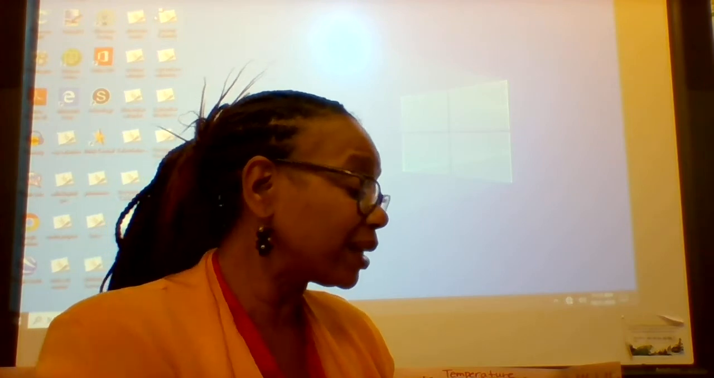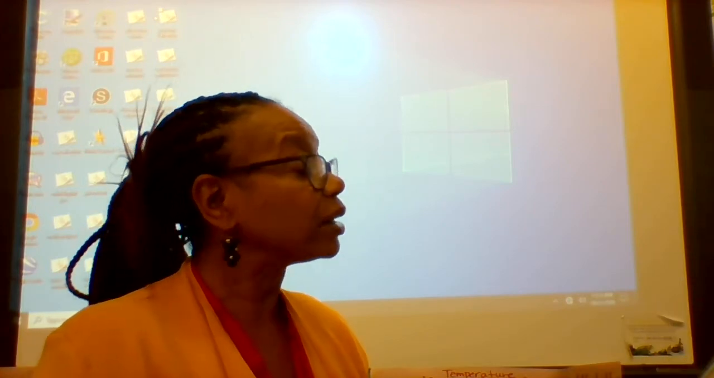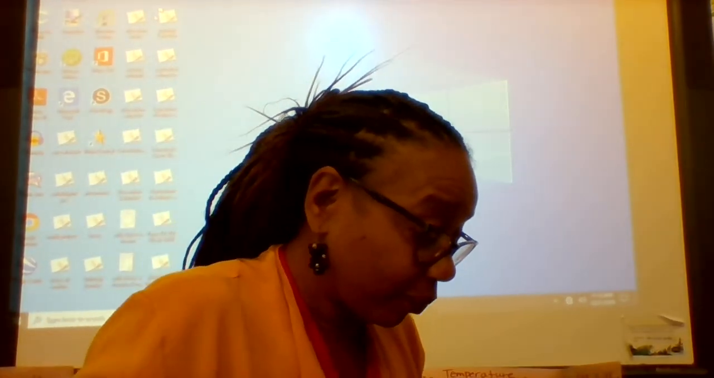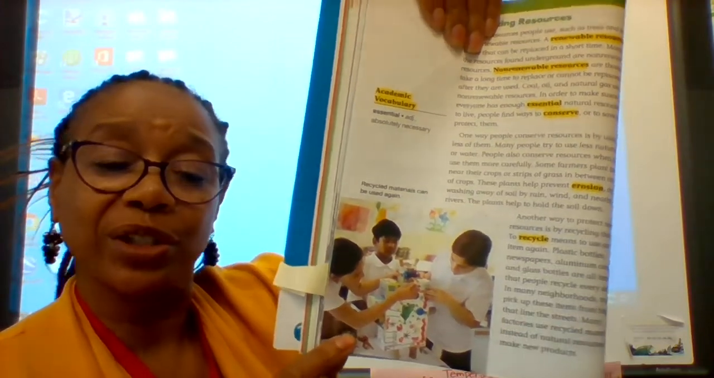One of the things that I wanted to talk about, and I'm going to read to you from my book, is on page 24, if you want to follow along. I always say pictures tell a story. And this is partly like a project that you're going to do. The words that we're going to talk about are renewable resources and non-renewable resources. We're going to talk about what is essential and what we need to conserve. Conserve means to save. We're going to talk about erosion and recycling. And then you're going to have a project that you're going to work on after listening to this.